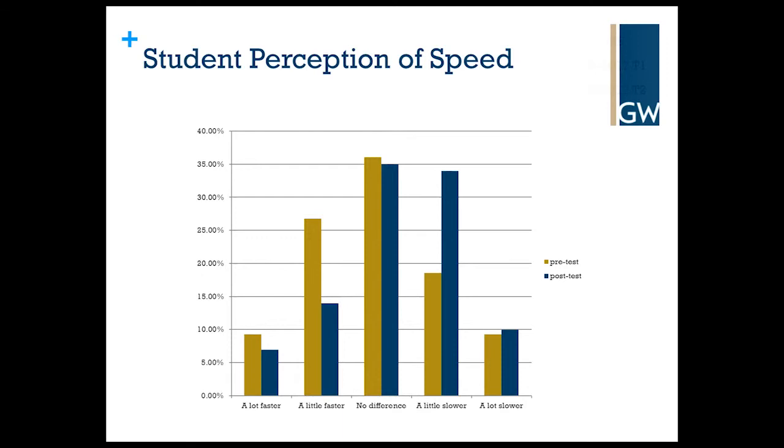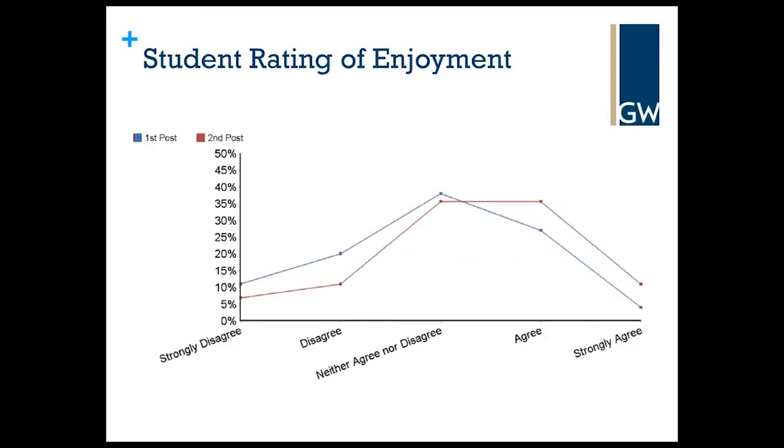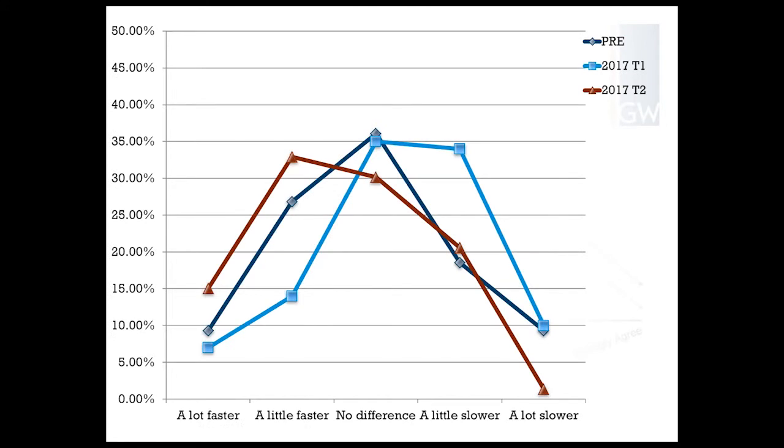So on this chart, you'll see the original pre-pilot data shown in dark blue, time point 1, which is after their first assessment, shown in light blue, and you can see it starts to skew a little bit toward the slower side. But then after their second assessment, you can see that there's a statistically significant increase in the student's perception of speed, and that is statistically significant at less than the 0.05 p-value.